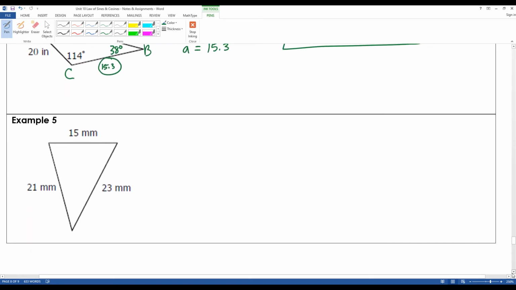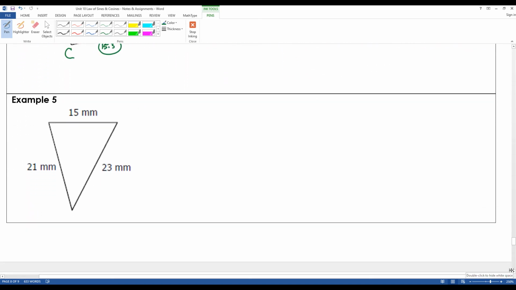Let's go to the next one. Now we have no angles. So no angles, law of cosines. So we'll just label this A, B, and C. Okay, so let's see, we've got to find angle C, right? Because that's what we use in our formula. So to find that, I'm going to use cosine. So that's going to be C squared equals A squared plus B squared minus 2 times A, B, cosine C.